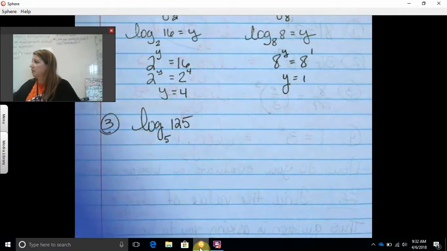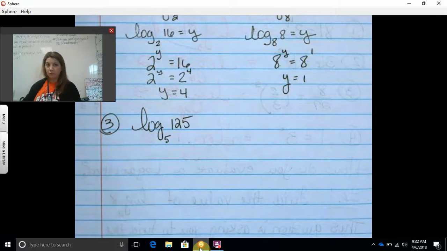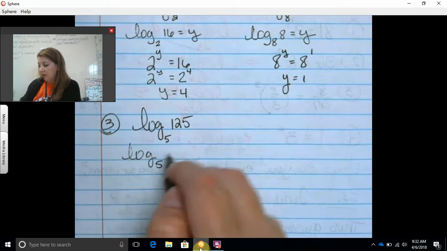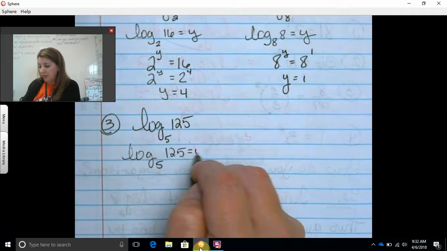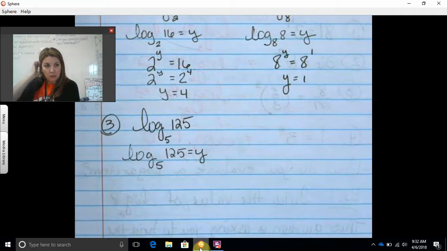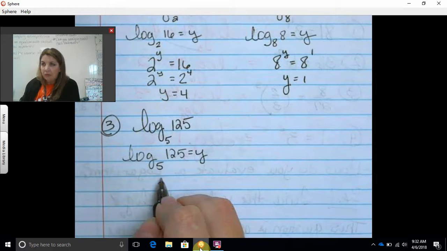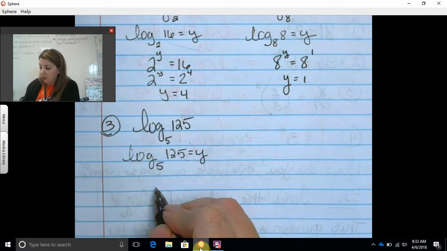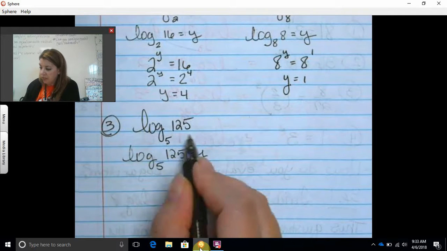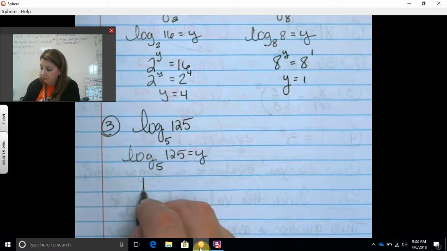Anybody know the answer? 3. Awesome. It's going to be log base 5 of 125 equals y. I'm going to write it as an exponential equation. I'm not flip-flopping the x's and the y's. I just need an exponent up there, right? So that's 5 raised to the y equals 125.